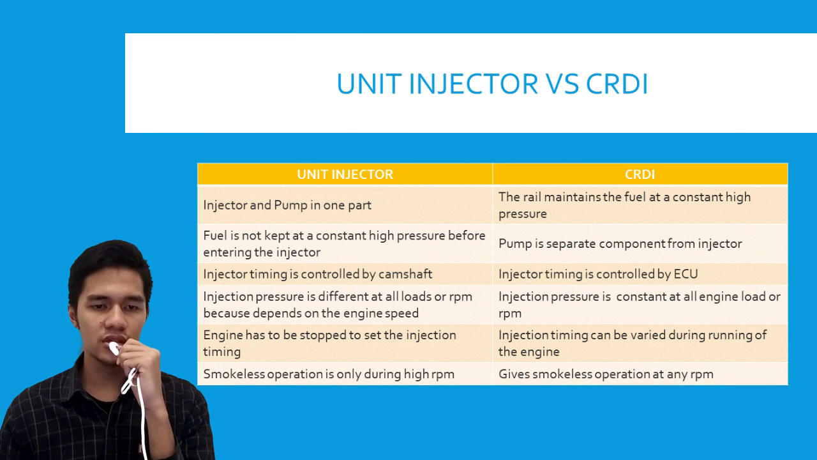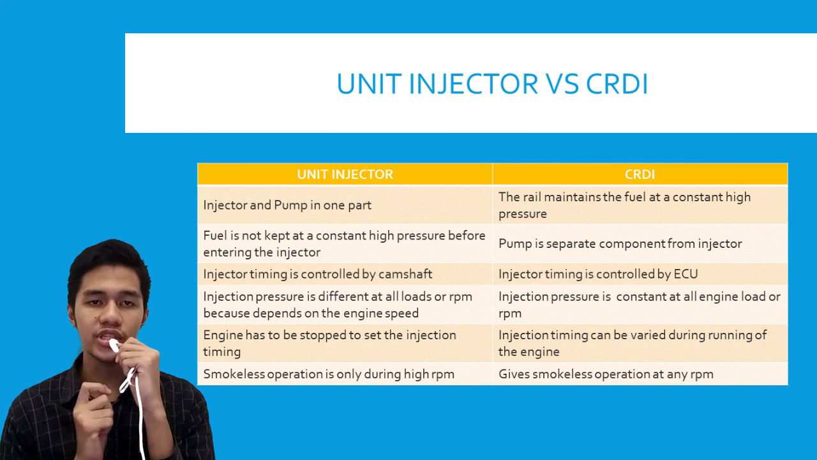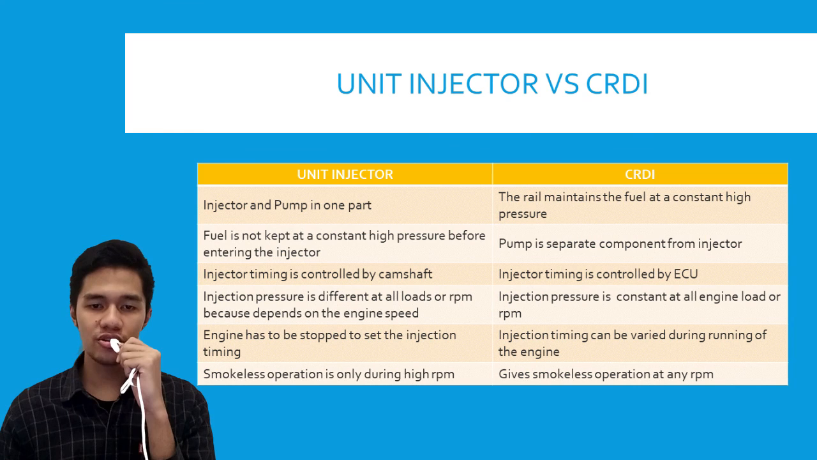Next, the engine has to be stopped to set the injection timing. When you want to change the injection timing in a conventional unit injector, you have to stop the engine and control the timing manually. However, in CRDI, you can control the timing while the engine is still running.